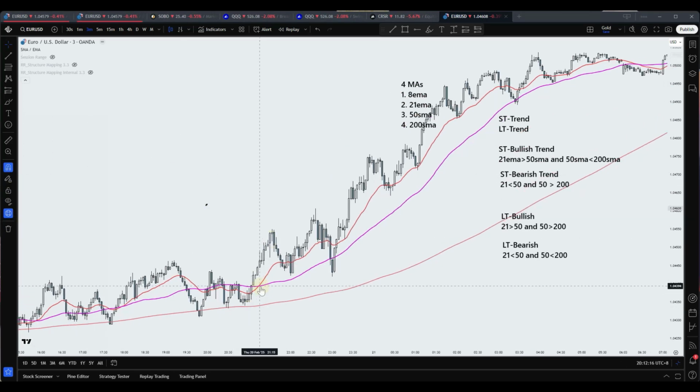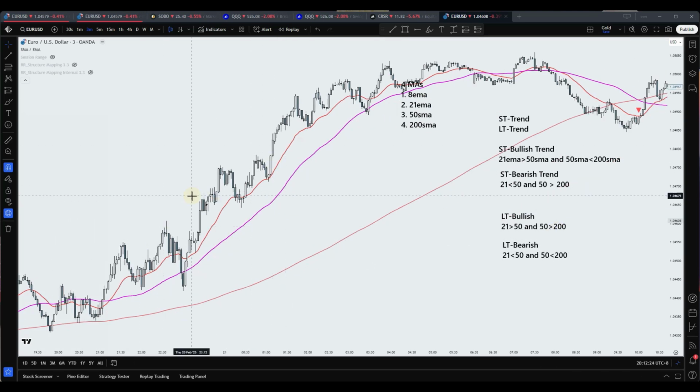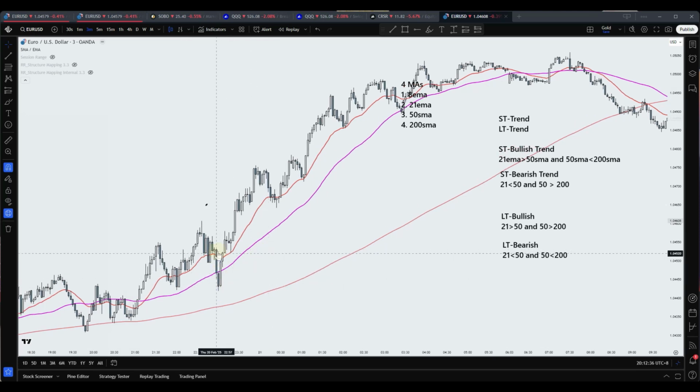Look here. 21 is above the 50 and 50 is above the 200. We are longer term bullish now, okay? And every pullback we are looking to buy rather than sell. Why would someone on earth try to sell this when everything is longer term bullish?